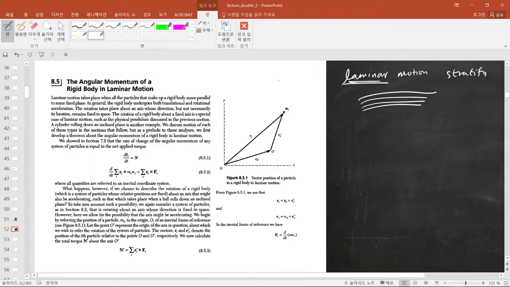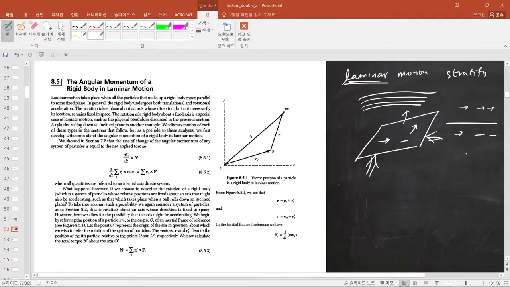Okay, so in a rigid body, laminar motion means that if you have a plane, all the particles move parallel to this one. Okay, so you have a plane from this side and all the particles move from this direction. It could rotate, but the motion is all parallel. Okay, so on this side also, if you look at this, then it's all parallel.